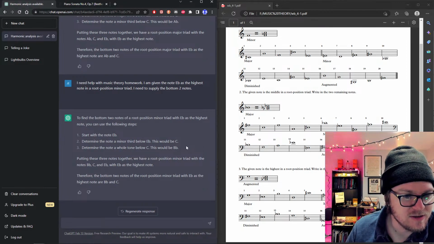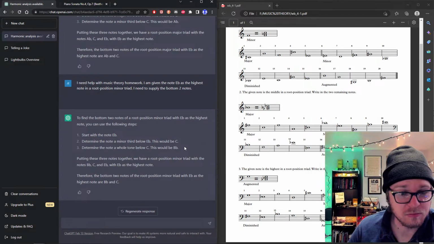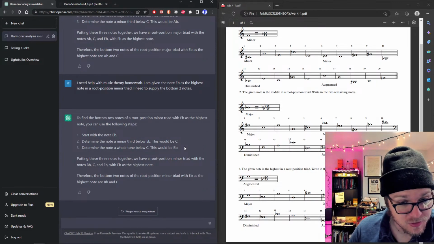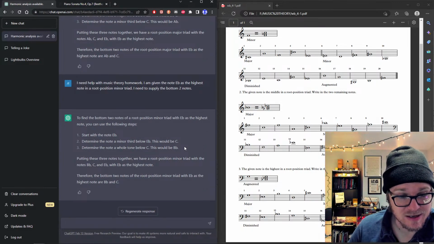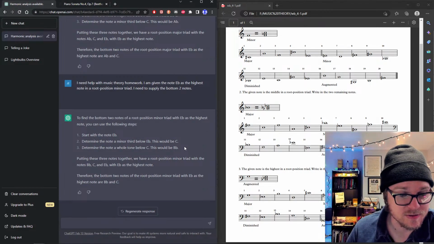Start with the note E flat. Yep. Determine the note a minor third below E flat. This would be, no. Well, yes, but no. It needs to be a major third below. Okay, so in this case, it needs to be C flat. So I didn't get that.